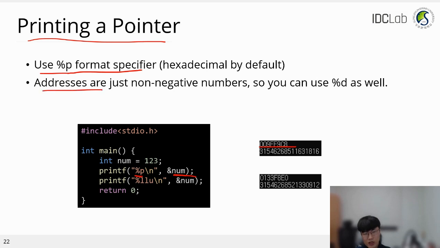Addresses are just non-negative numbers, so you can use %d as well. For example, here I used %llu because the number was very big. So this is a long unsigned. This is a format specifier that you use to print out unsigned, so non-negative, long integers. So if you print out this number in %llu, you can get this big number.